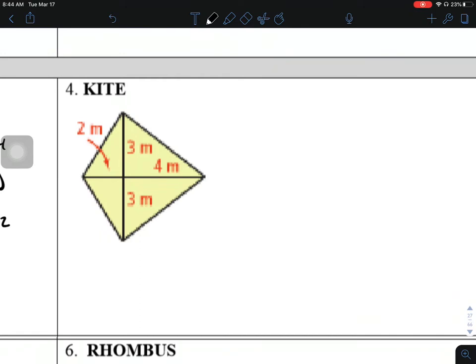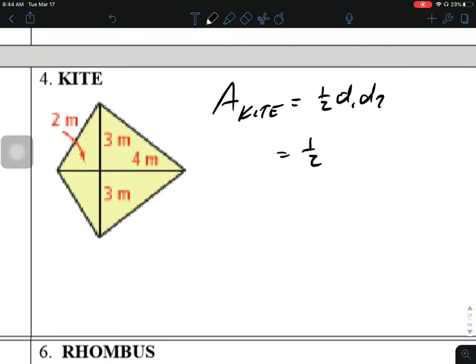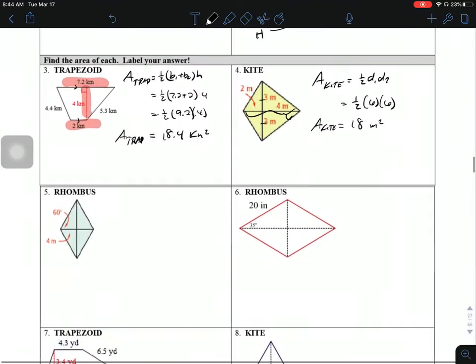Number 4, this is a kite, it says. To find the area of a kite, it's half the product of the diagonals. One of the diagonals is 4 plus 2, which is 6. The other one is 3 plus 3, which is also 6. So that's going to be half of 36, that's 18. The units are square meters.